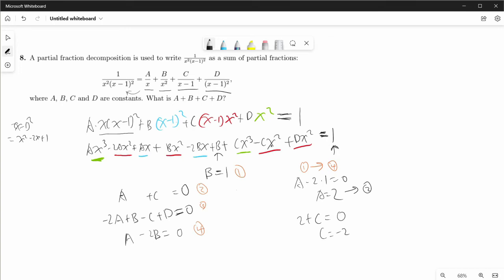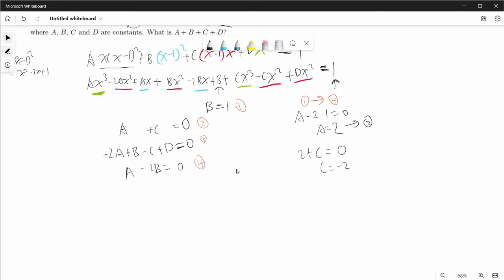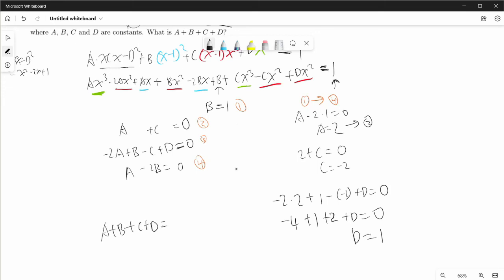And then plug all that in for equation 3. I will have negative 2 times 2 plus 1 minus negative 2 plus D equal to 0. So negative 4 plus 1 plus 2 plus D equal to 0. So that will be negative 1, so D equals 1. So then A plus B plus C plus D will equal 2 plus 1 minus 2 plus 1, which is 2.